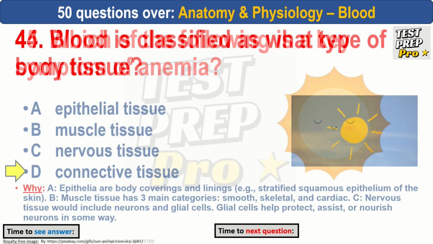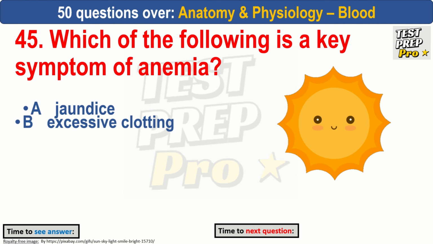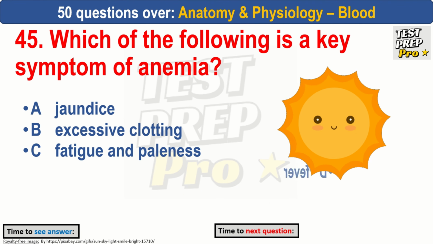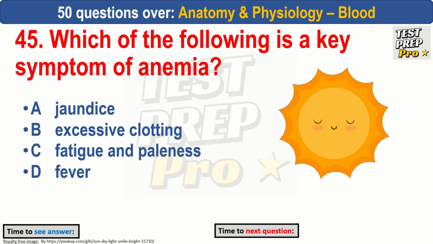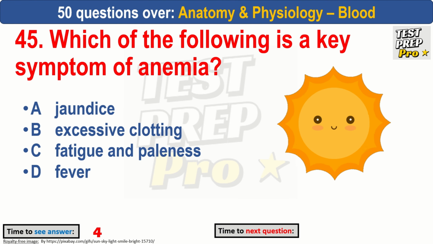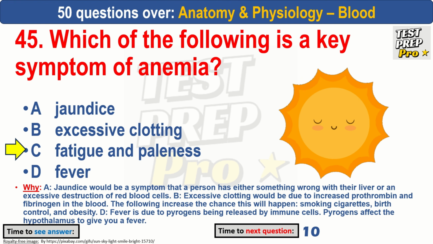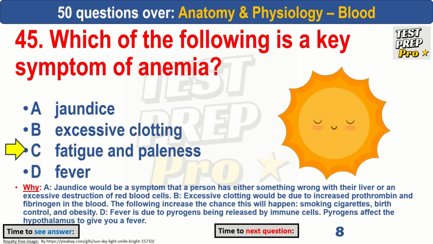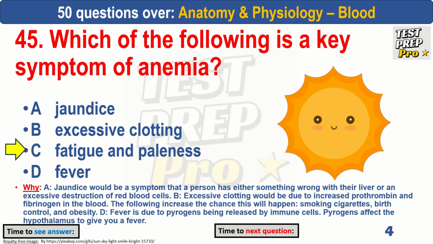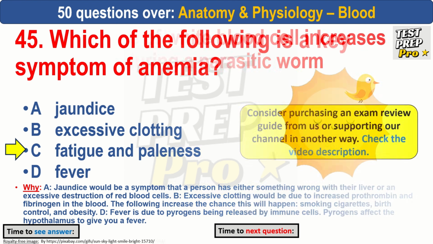Those are examples. Which of the following is a key symptom of anemia? Is it A, jaundice, B, excessive clotting, C, fatigue and paleness, or D, fever? So which one is the same as meaning anemia? Fatigue and paleness. So for this, you would get tired much easier if you are anemic, if you don't have enough red blood cells that are effective at carrying oxygen for you.